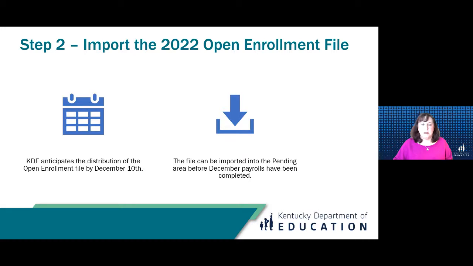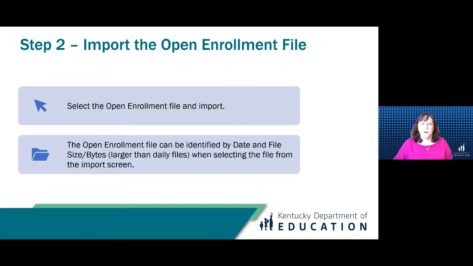Mention that we anticipate the open enrollment file anytime now. Once it's available, we will send out an email notifying everyone, and this file can be imported into the pending area before any of your December payrolls have been completed. So it's okay to actually import the open enrollment file because it's sitting in the pending section of the Kentucky Employee Benefits Program.